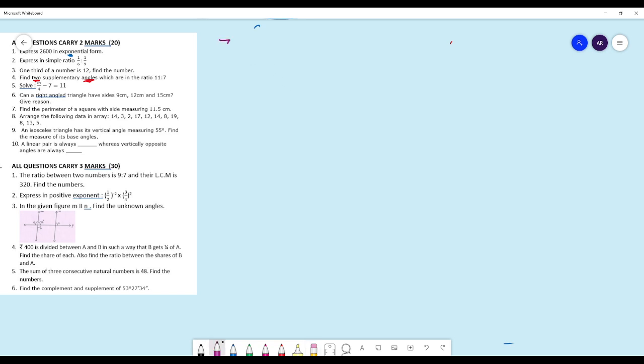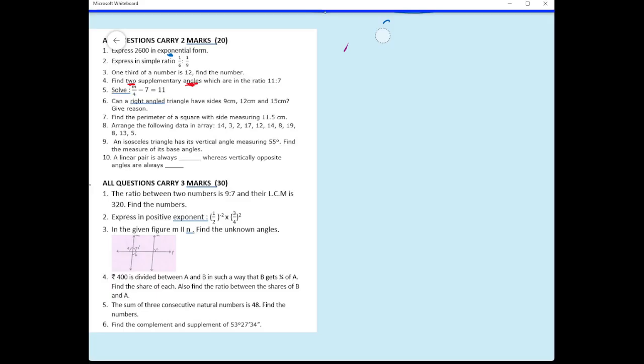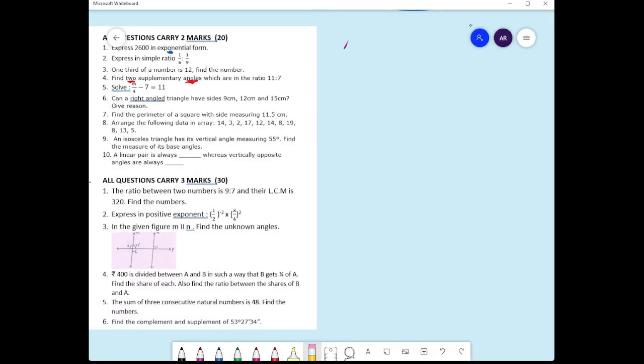So question number 7 says, sorry, I don't know what language I'm writing. Trying to erase this. Oh, what has happened like this?